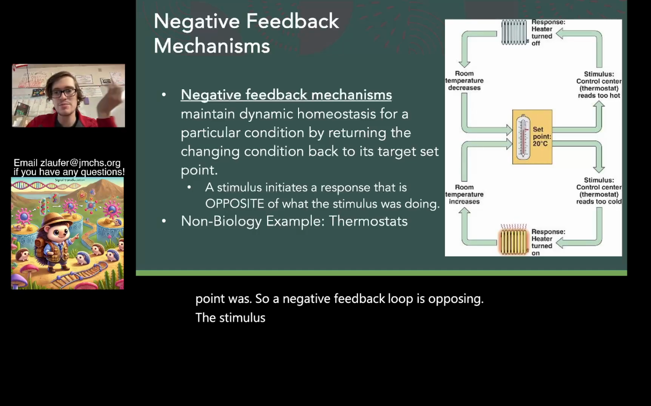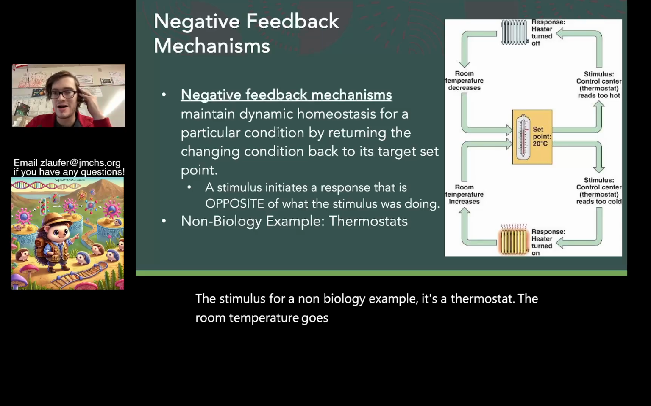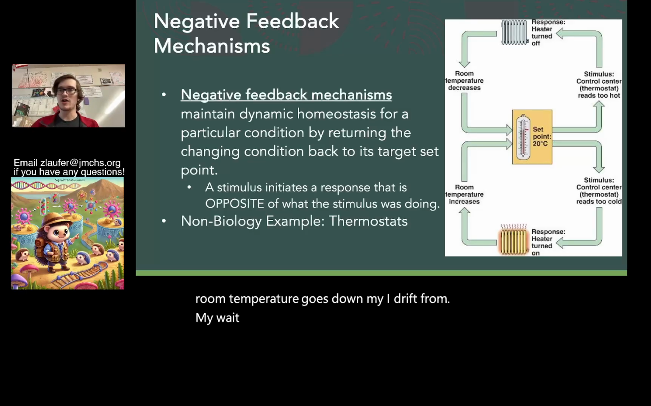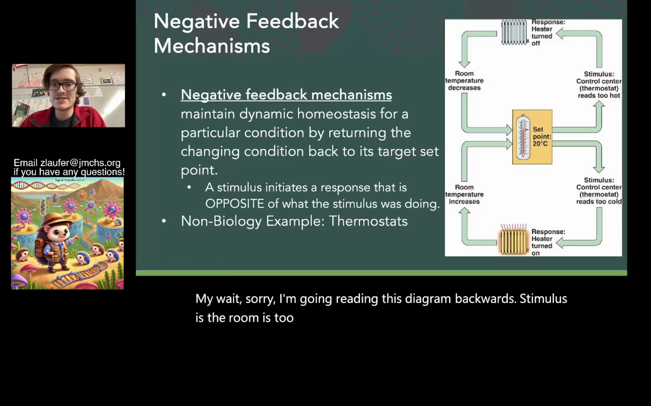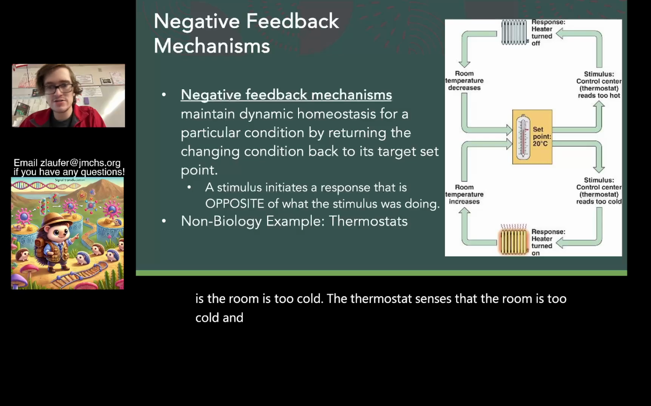For a non-biology example, it's a thermostat. The room temperature goes down. I'm reading this diagram backwards. Stimulus is the room is too cold. The thermostat senses that the room is too cold. And so the response is to turn on the heater. And so the room temperature increases.